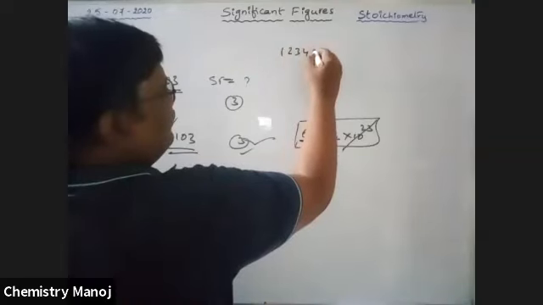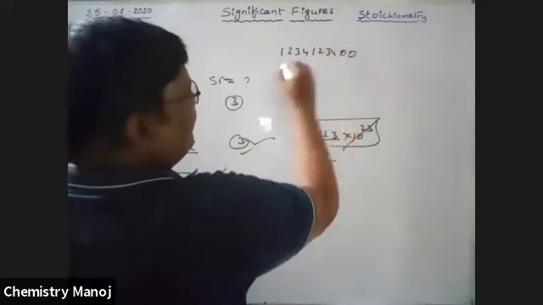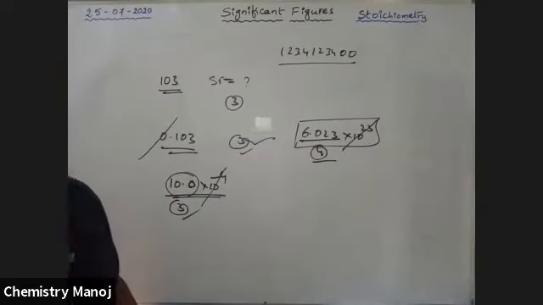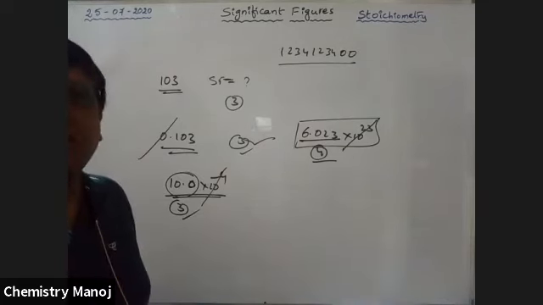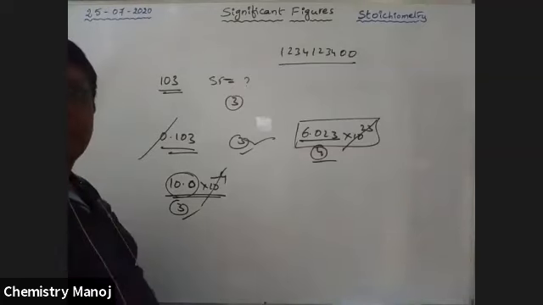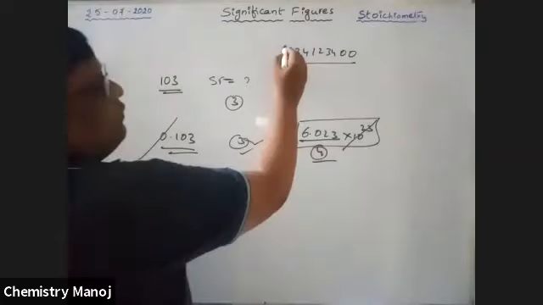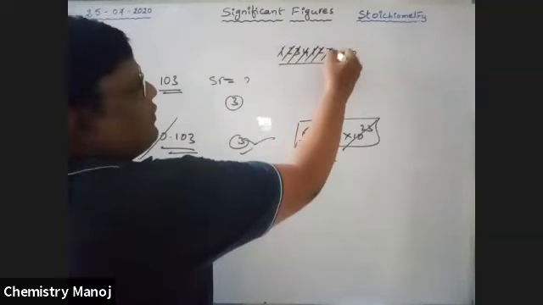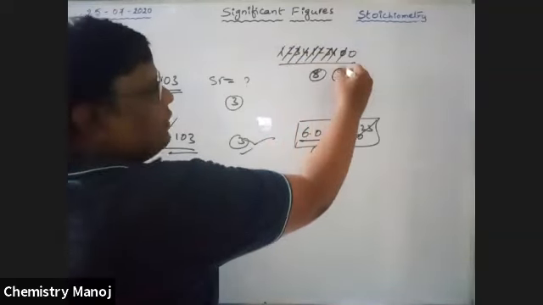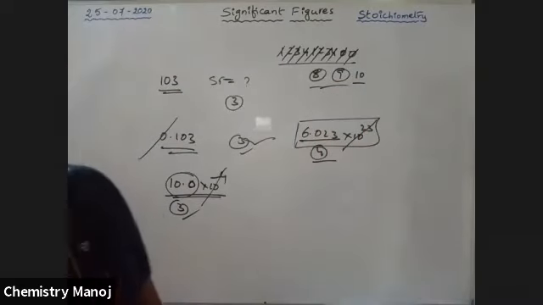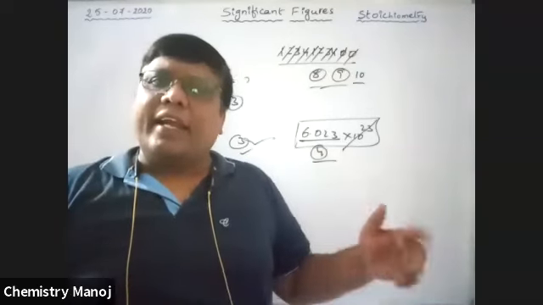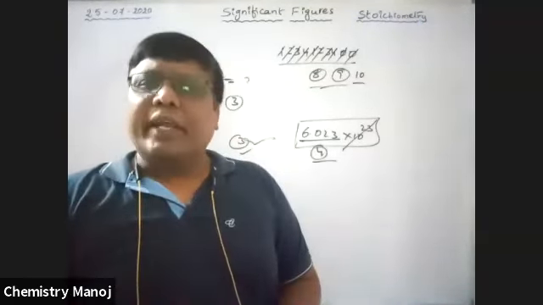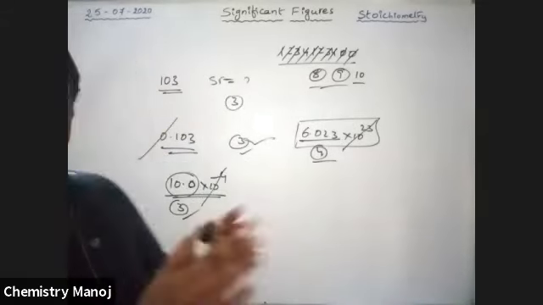1, 2, 3, 4, 0, 0. The number of significant figures: there is no decimal point. So 6, 7, 8, 9, 10 are also possible. If it is single correct, 8 is the answer. If more than one is correct, 8, 9, 10 are all correct. Okay, so these are the significant figures.